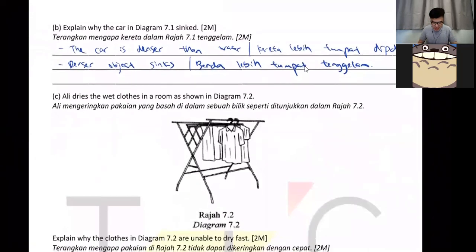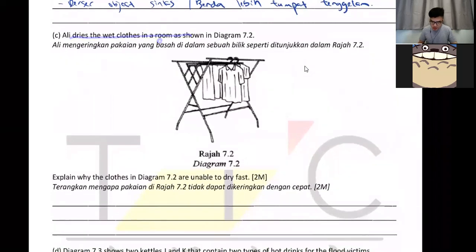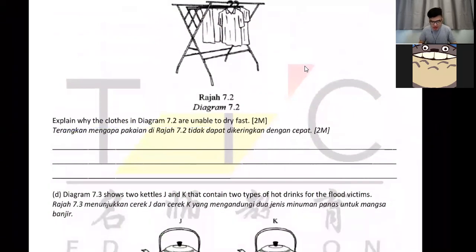All right, so next, C. Ali dries the wet clothes in the room as shown. Why is he drying his clothes in the room? Well, obviously it's not going to get dry. So explain why clothes in 7.2 are unable to dry fast. Well, professor, you cannot dry your clothes in your room. Why? Because you can say high humidity. High humidity.